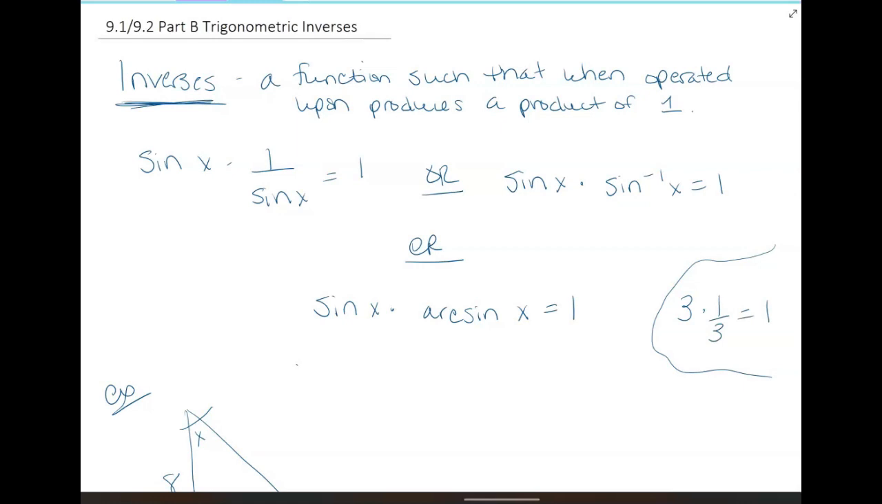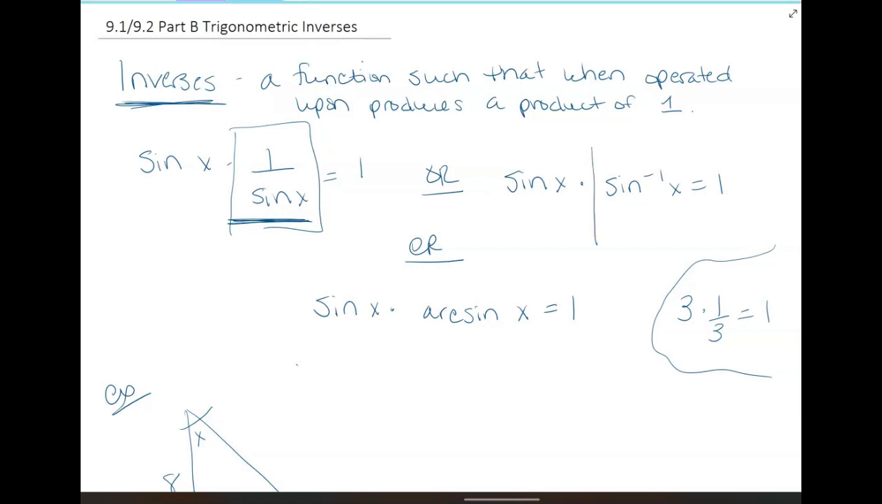All right. Okay, so when it comes to trigonometric inverses, you're going to see them written in 3 different ways. So the first way is this guy. If you have the sine of x and you multiply it by 1 over the sine of x, of course you're going to get the value of 1. So that's one way that you're going to see the inverse written.